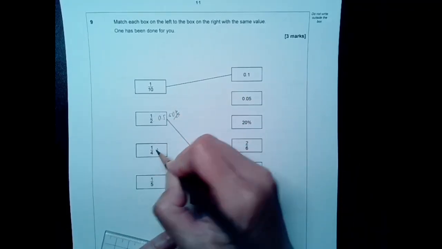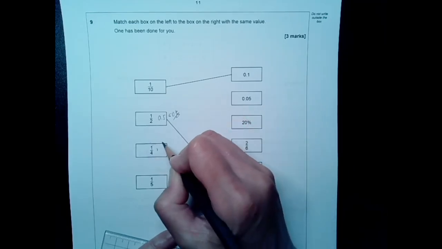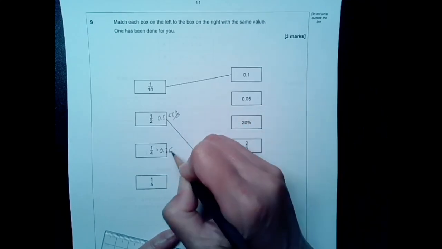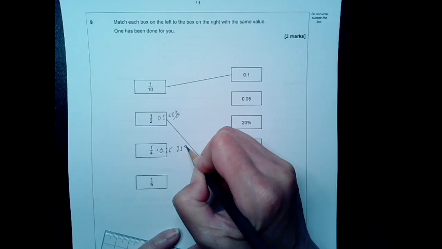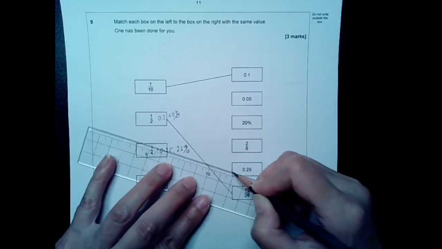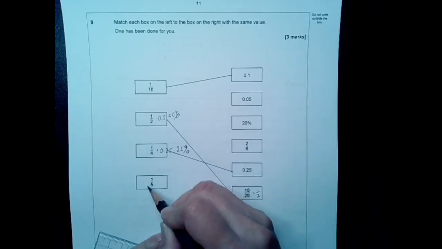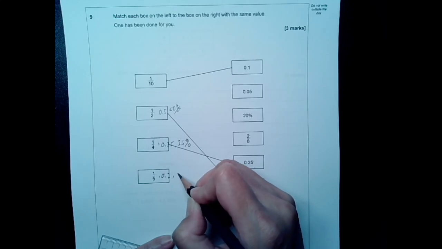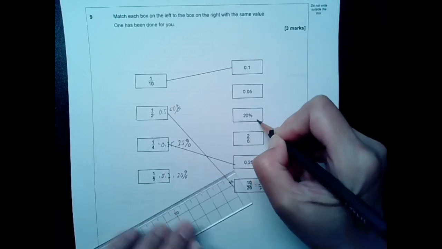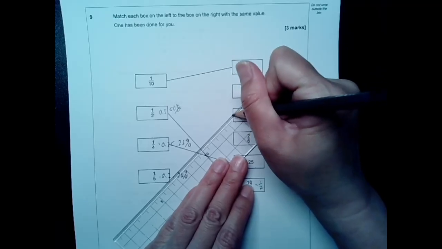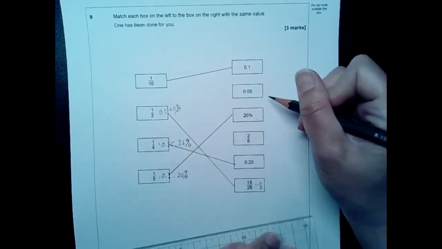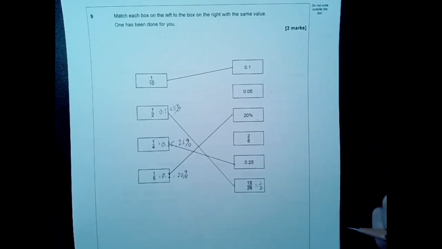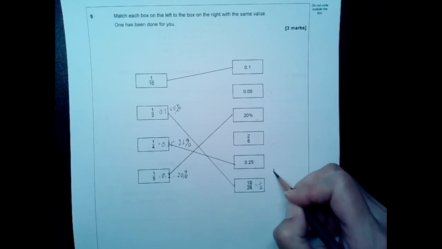And 1 over 4 in fraction is 1 over 4, and in decimal is 0.25, which is there. And in percentage is 25%. So I know that this is 0.25. Last but not least, 1 over 5 in decimal is 0.2, and in percentage is 20%. I see 20% there. So all I need to do is draw them up. These two remain alone. Sorry, with my happy face there.